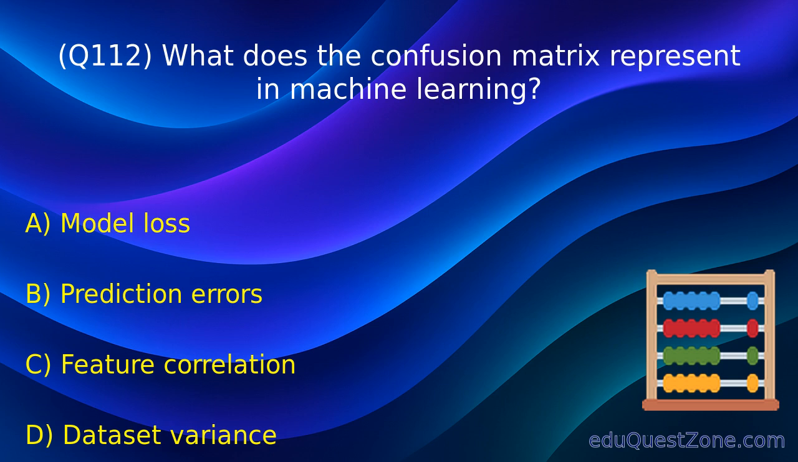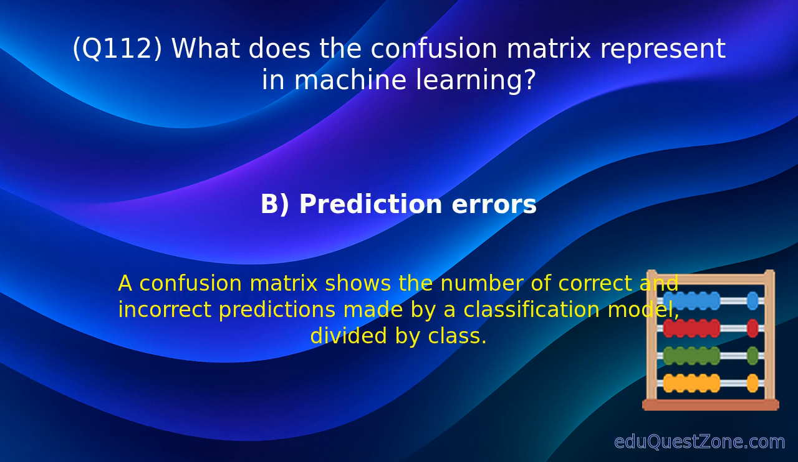Question number 112. What does the confusion matrix represent in machine learning? Option B. Prediction errors. The confusion matrix summarizes classification performance by comparing actual and predicted labels.